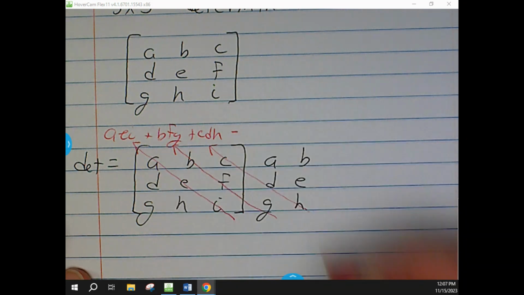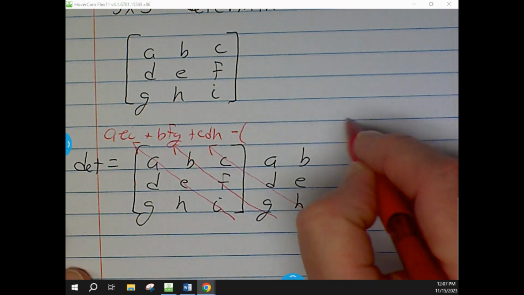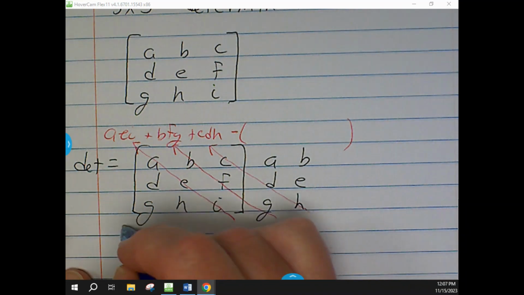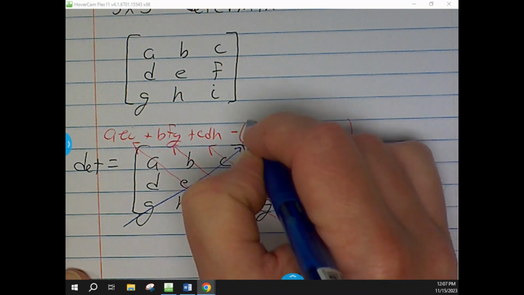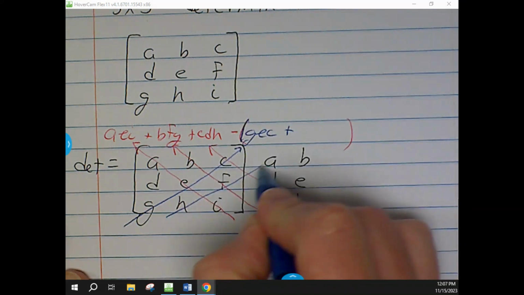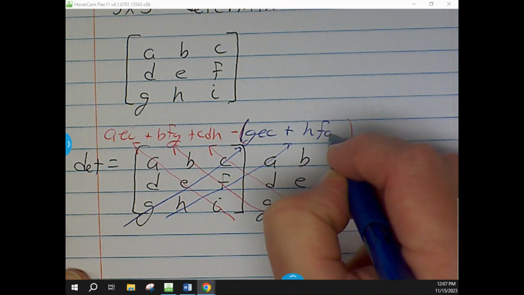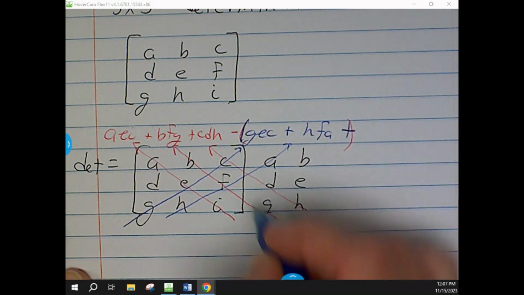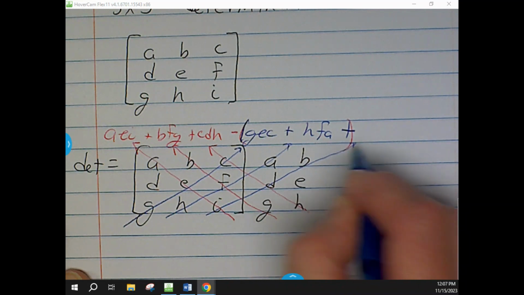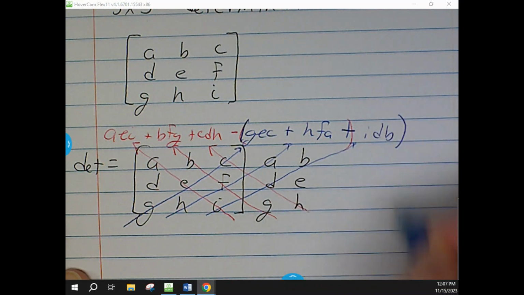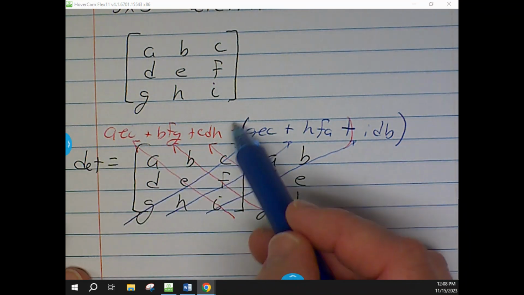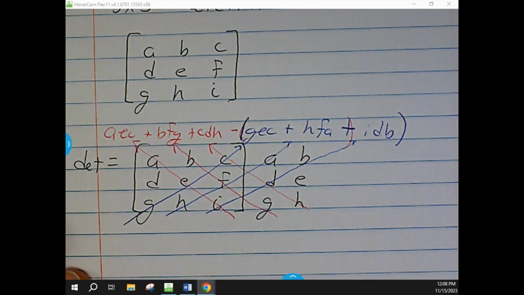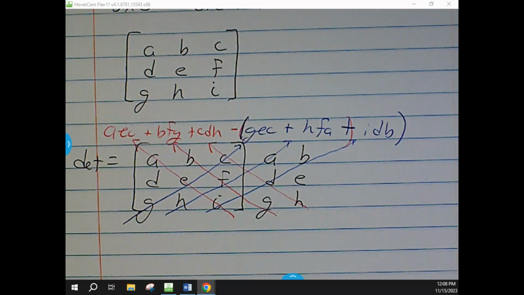Okay, and then we're still going to do minus. But then we're going to go this way. We're going to do G, E, C. Then we're going to do H, F, and A. Oh, didn't write that one big enough. And then one more time, we'll do I, D, B. Okay, so it's everything going this way, then minus everything going that way. And that way we've used everything.